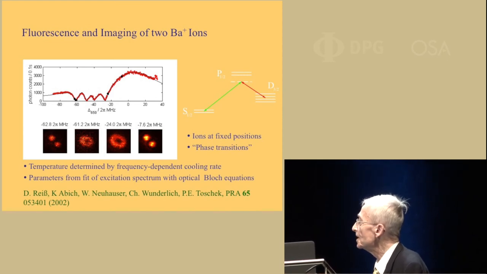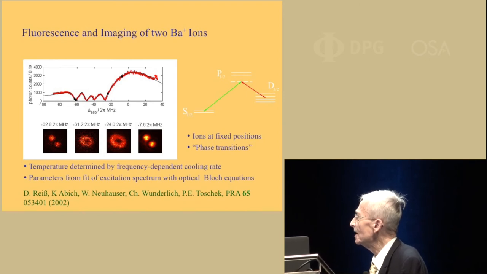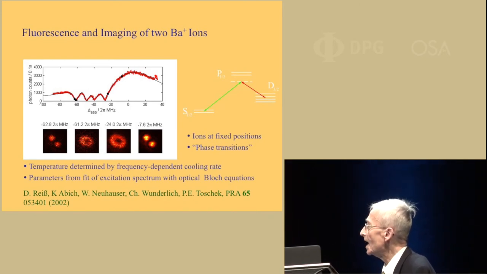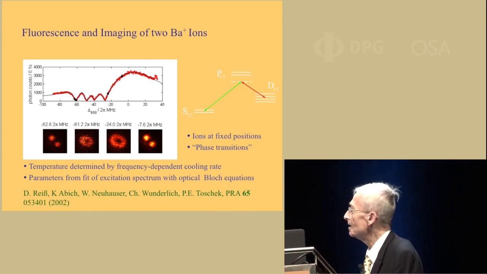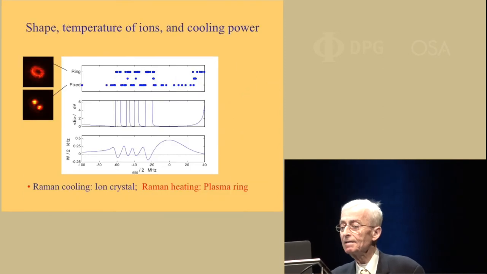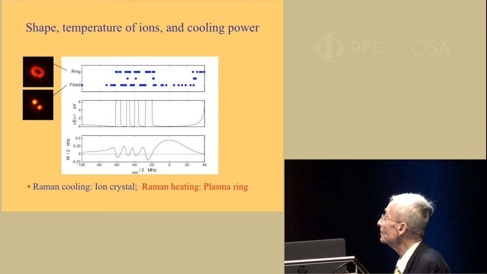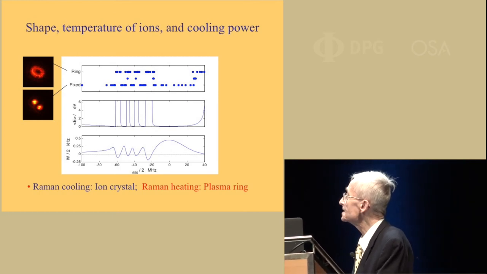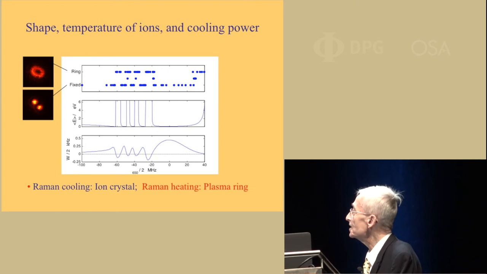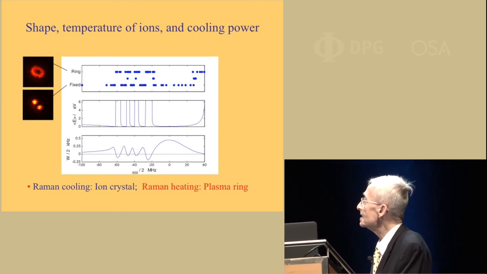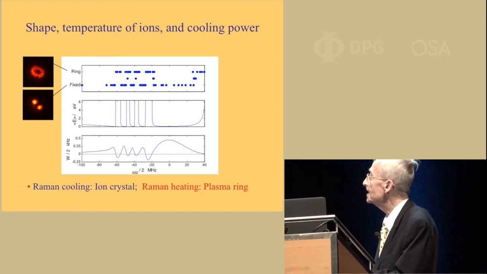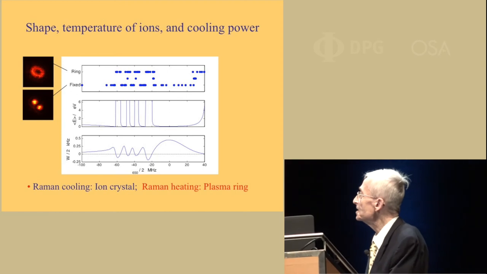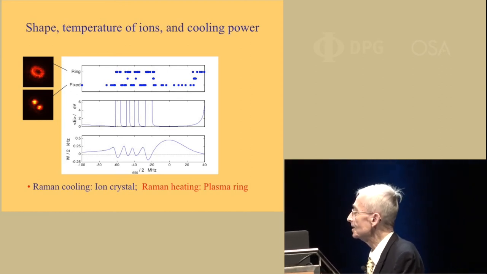And when the two ions are cooled, they generate a kind of crystal consisting of only two ions, whereas when they are heated, they create a kind of plasma cloud. And this can be quantified here. The top diagram shows either a plasma ring or a crystal, and this correlates very well with the kinetic energy here. These are the ranges of heating, and in between there's the range of cooling, and this is compatible with the observation of the hot state and the cool state.